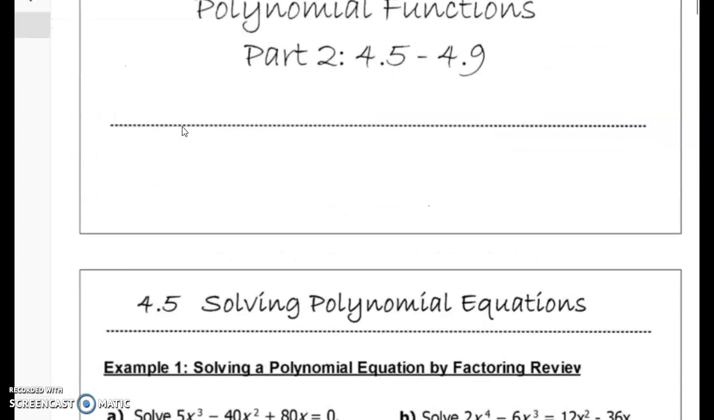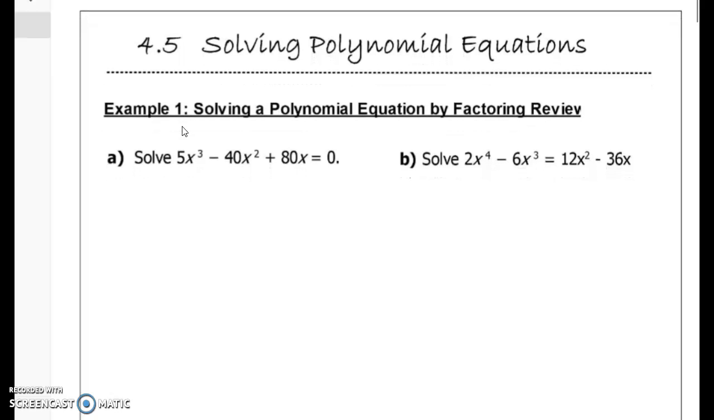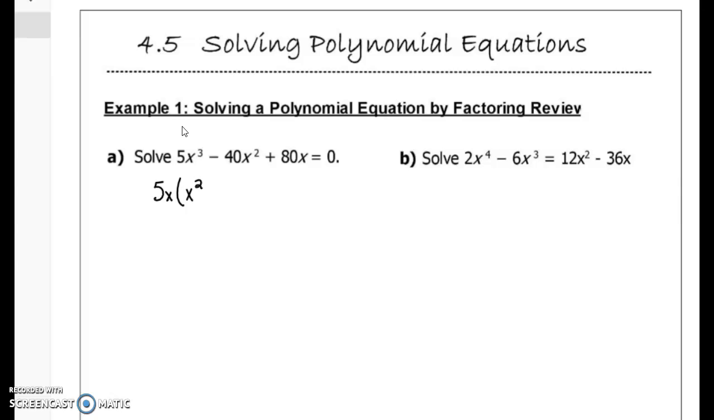Okay, so today we are going to look at section 4.5, which is solving polynomial equations. So this first example says it wants us to solve a polynomial equation by factoring, and this is a review. We have these skills. So when we look at this equation, the first thing I see is that we can pull out a GCF that is 5x. So I'm going to factor out the GCF of 5x, and what I'm left with is x squared minus 8x plus 16. And then I still have equal to 0.